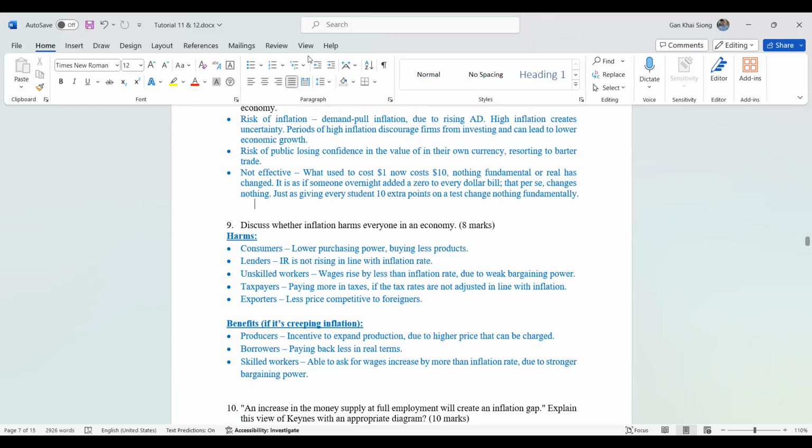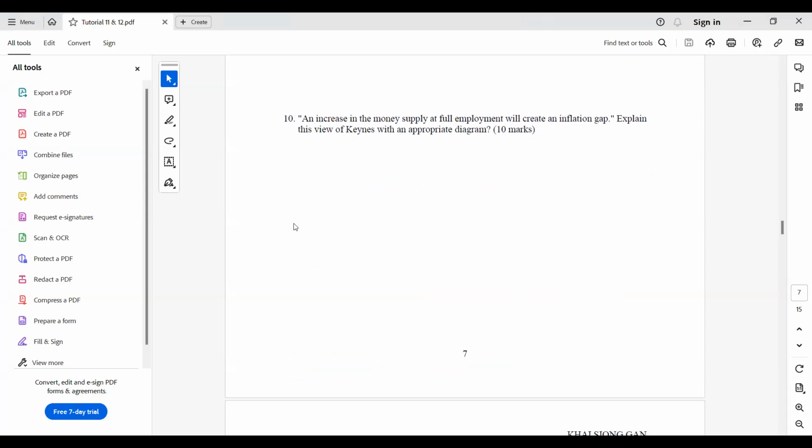Very challenging one. Next question. An increase in the money supply at full employment will create an inflation gap. Explain the view of Keynes with an appropriate diagram. So now I give you a task. You find out what graph you need to draw for this question. You need to link to Keynes. This is an interesting part already.